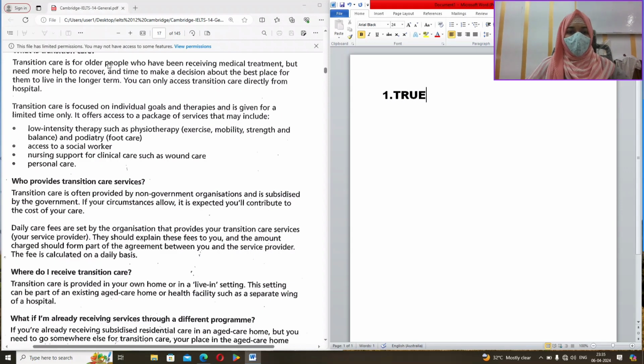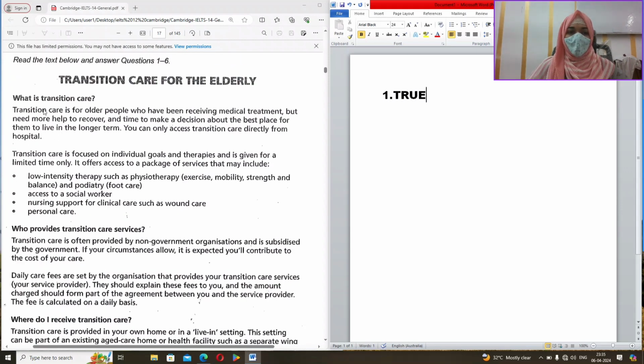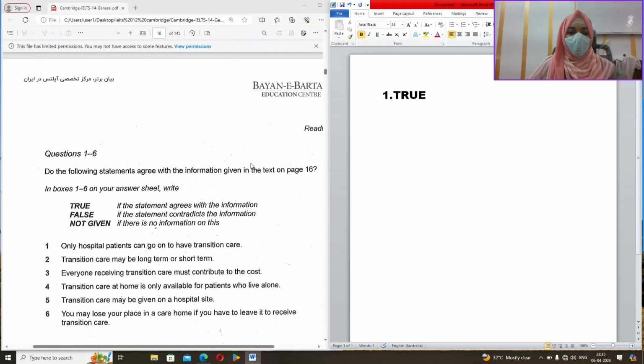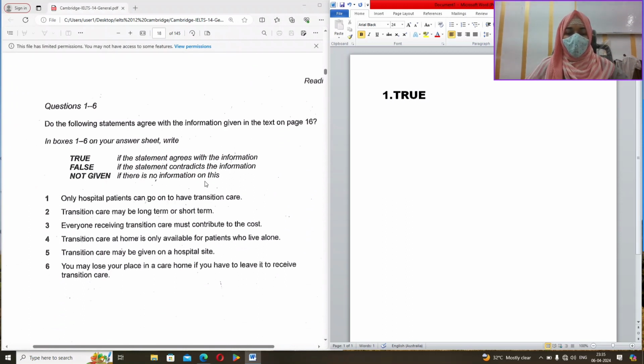Now, have you got this? No? Transition care is for older people who have been receiving medical treatment. Okay, only hospital patients can go for transition care. Transition care, medical people, medical treatment. Okay, now look at the second one.